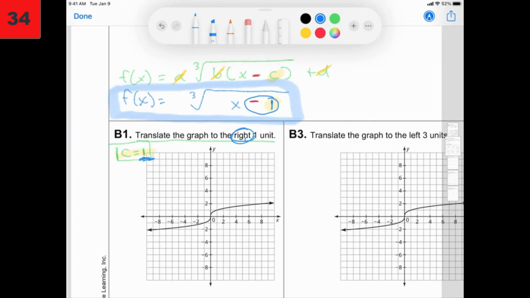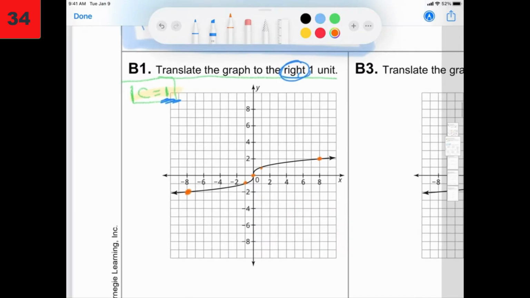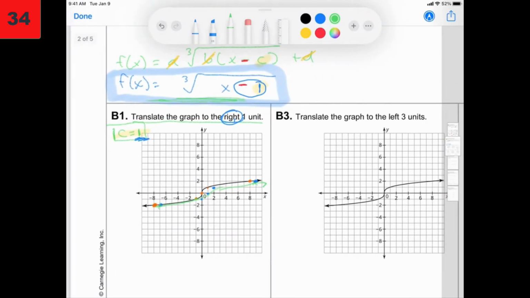Let's go ahead and get the reference points. The reference points we just did in the intro video. -8, 2. -1, 1, 0, 1, 1, 0 here, and 8, 2. Okay, and basically all we have to do is just move those points to the right 1 unit. 1 unit, 1 unit, 1 unit, 1 unit. And then now in green, this is my new graph, which we just wrote the equation for above.